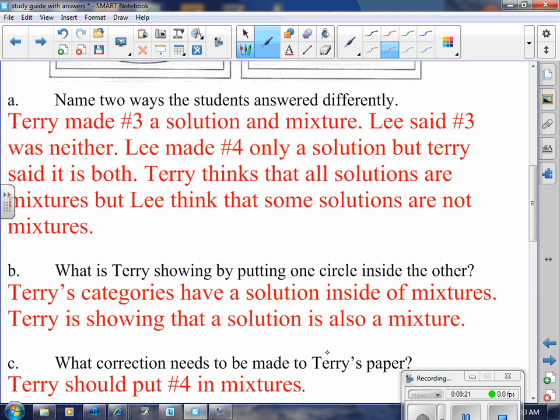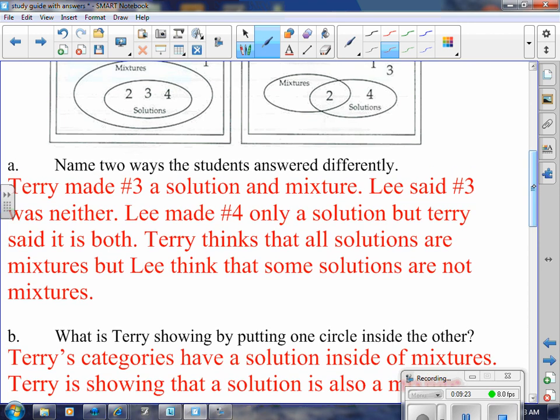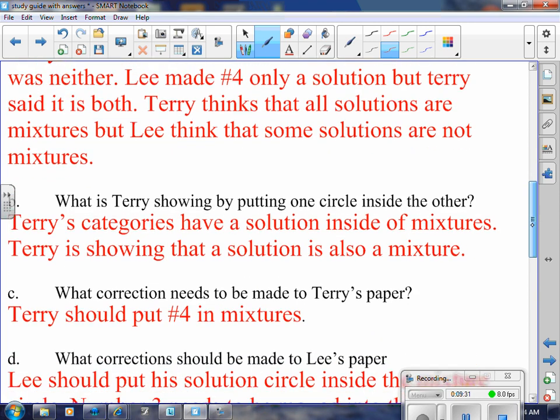Terry needs a correction. 4 needs to move into mixtures. So if you look at 4, it shouldn't be here. It should be out here, okay? Because it's mud, and mud and water don't dissolve.